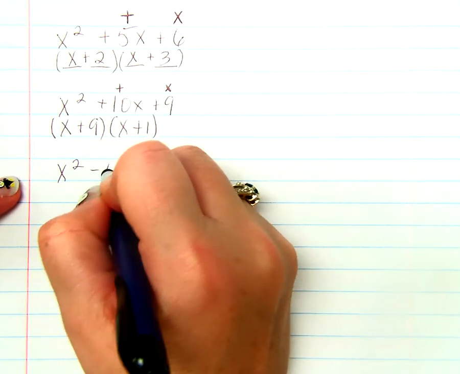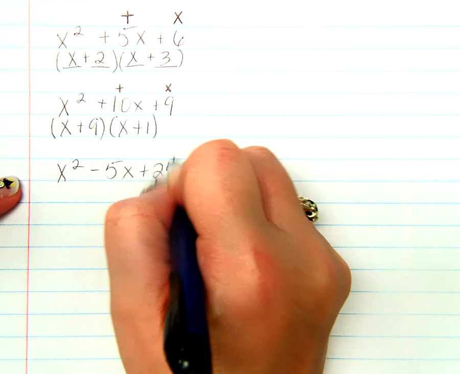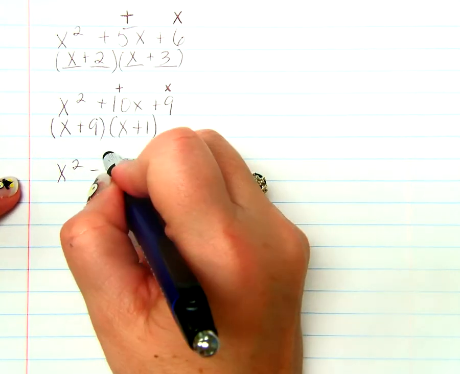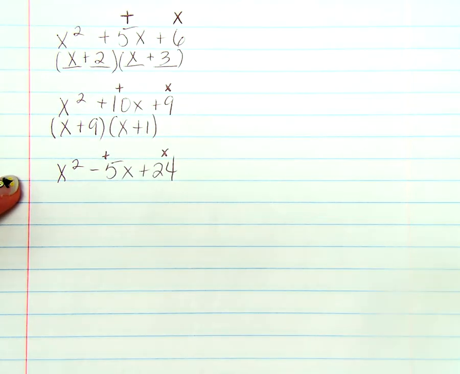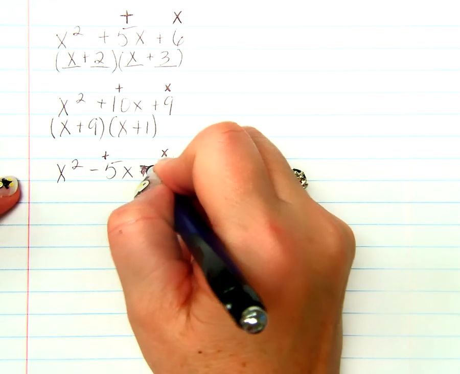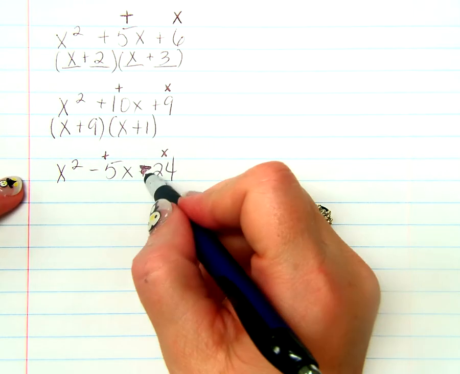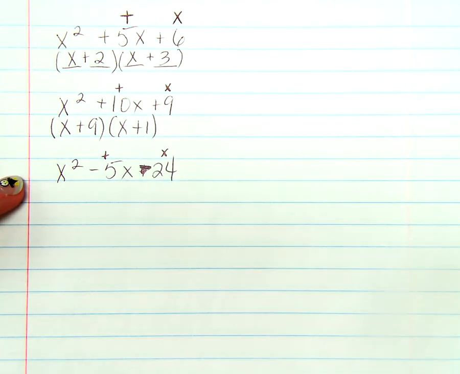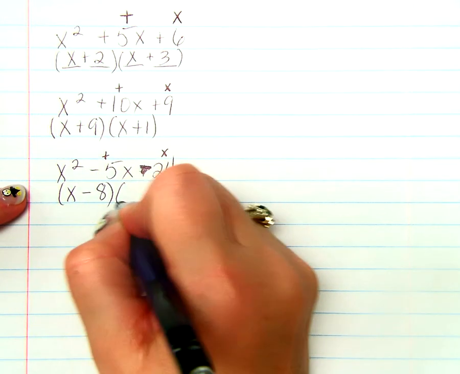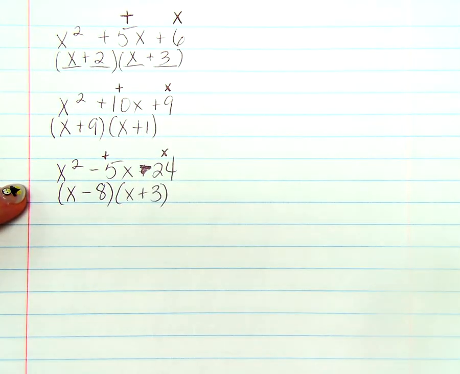So what about something like this? X squared minus 5x plus 24. What multiplies to be 24 and adds to be negative 5? How about if I make this a negative like it's supposed to be? Is that okay with you guys? That should be a negative right there. Multiplies to be negative 24, adds to be negative 5. Negative 8 and positive 3. X minus 8, x plus 3.